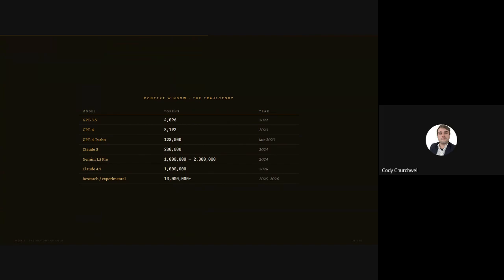In 4 years, context window grew by a factor of 2,000. That's not a normal trajectory. That's a phase change.